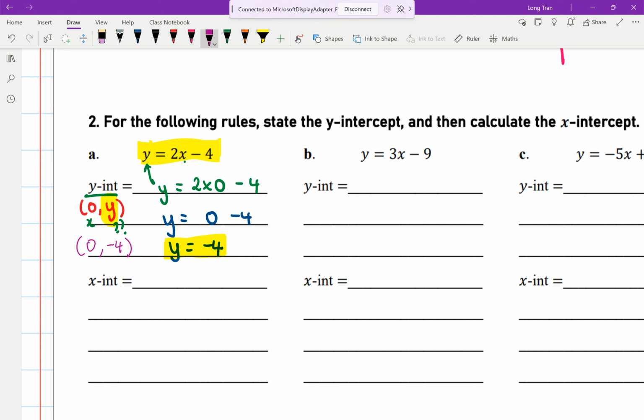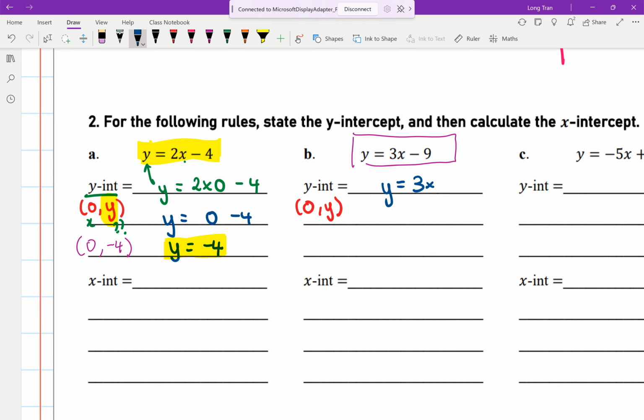Let's try another one. Let's do the y-intercept for this one too then. Let's do the same thing. Let's find the y-intercept. So here we go. Find y-intercept again. I don't know what x is. Oh, sorry, I don't know what y is, but I know that x has to be 0. Correct. Very good. So here we go. We do it again. Y is equal to 3 times x.